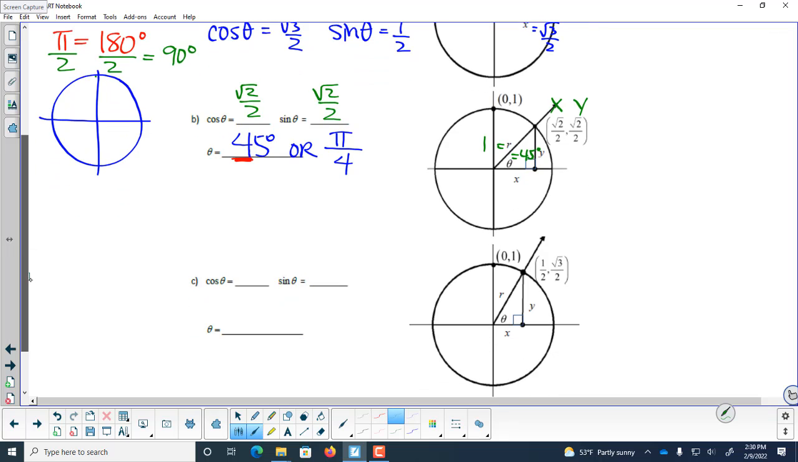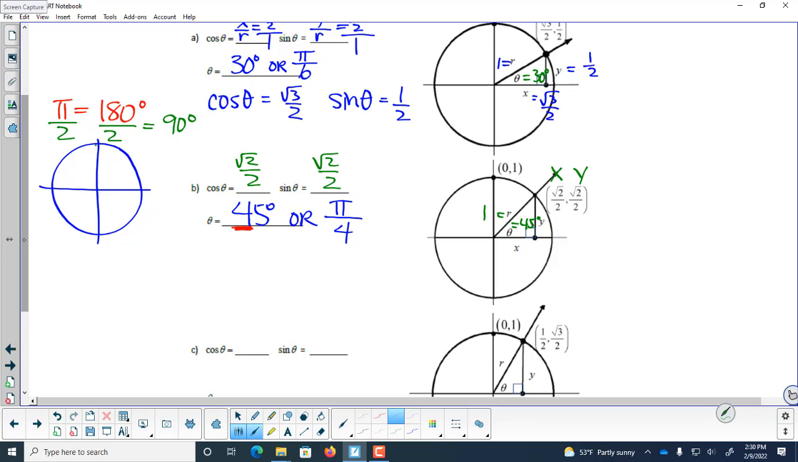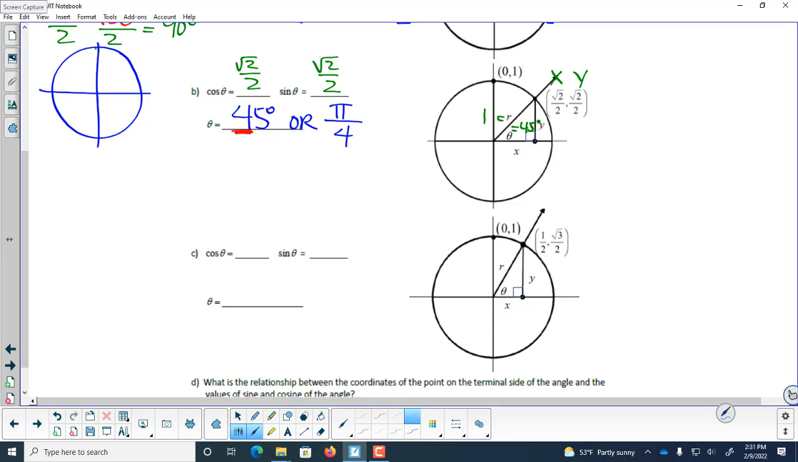Okay? So last one. Now look at the first one and the last one. What's the only difference in these coordinates? They're switched, aren't they? Same values. There's a 1/2 and a root 3 over 2. They're just switched. So what's this one going to be? This is x, this is y. So 1/2 over 1 is 1/2. Y over r, root 3 over 2 over 1 is root 3 over 2. What angle has a cosine of 1/2 and a sine of root 3 over 2?